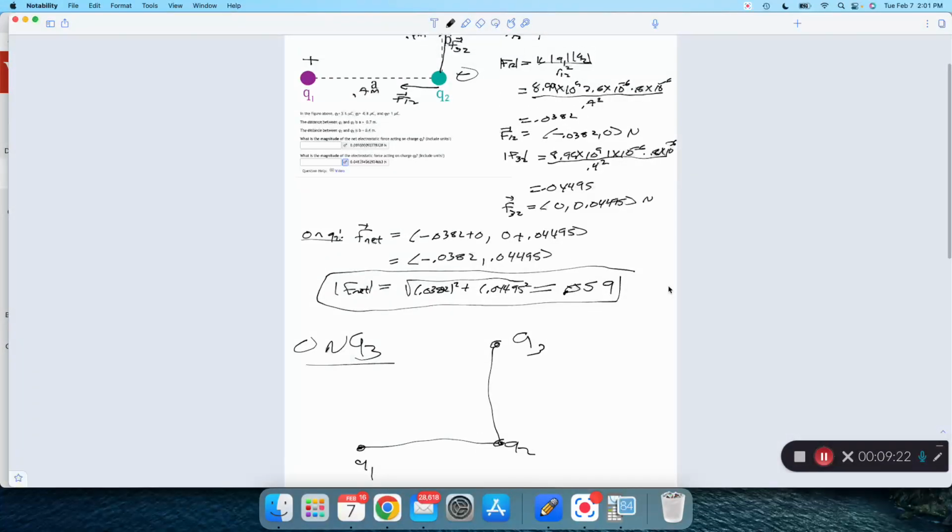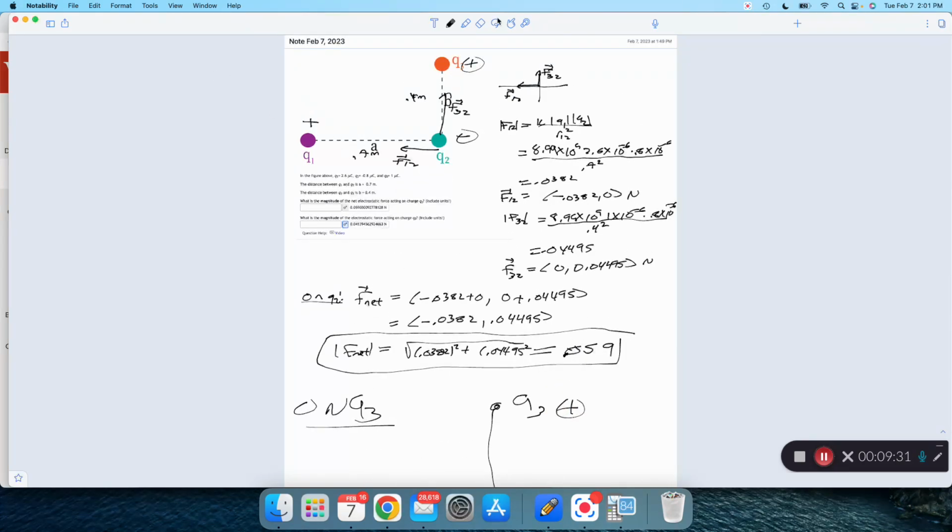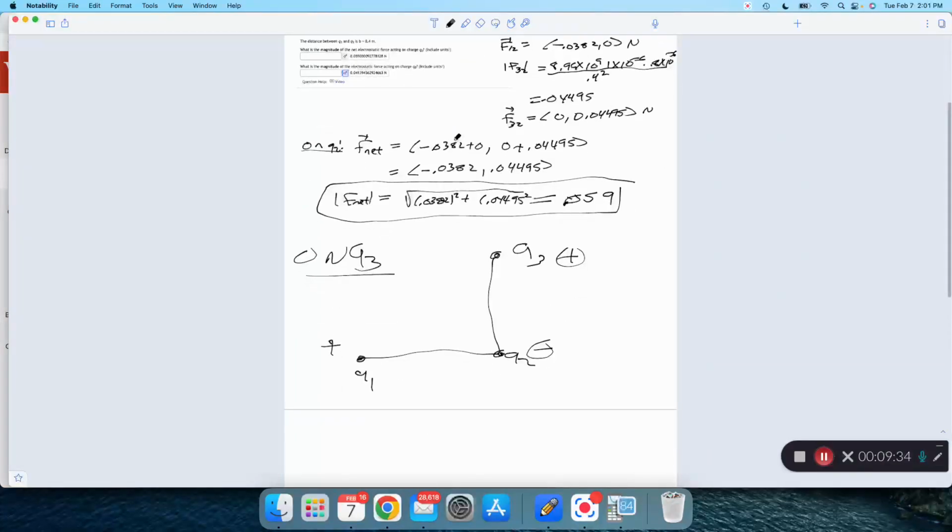What are the directions of the forces on Q3? Here's our arrangement. These two are positive, that guy's negative. These two are going to be attracted to each other. So now 1 and 2 are glued down. They can't move. We're only looking at the initial force on Q3. So here, I'll color code this. These two are opposites. They're going to attract. So we're going to have F2 on 3 pointing down, straight down toward there.